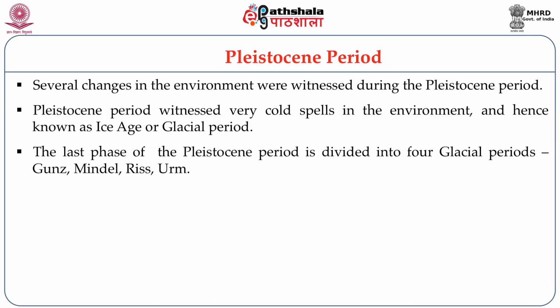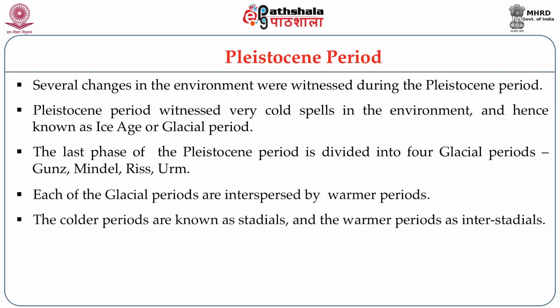This glacial period is again subdivided into four sub-periods, that is Gunz, Mindel, Riss, and Wurm. Wurm is the last, or the most recent, glaciation. These four subdivisions were required because the climate on the Earth has been alternating between very cold periods and slightly warmer periods.